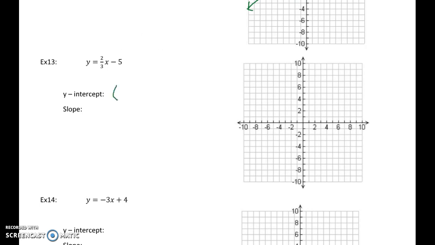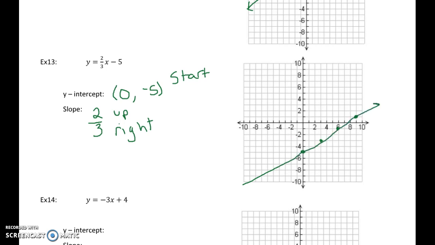So here our y-intercept is (0, -5), and our slope is 2/3. So we're going to go up 2 and to the right 3, starting at our y-intercept. We're going to start at (0, -5). We're going to go up 2, right 3, up 2, right 3, up 2, right 3. Just a few times until you can really see your pattern. They should all connect with a straight line.